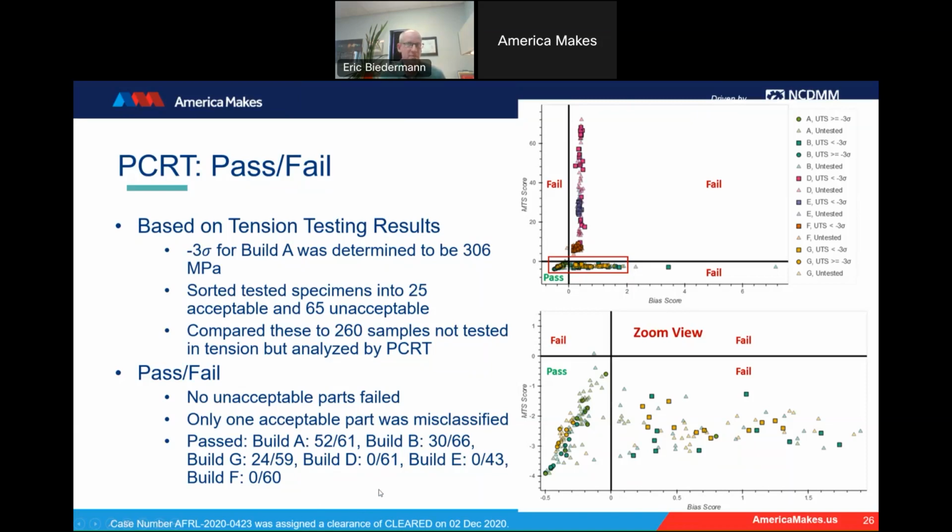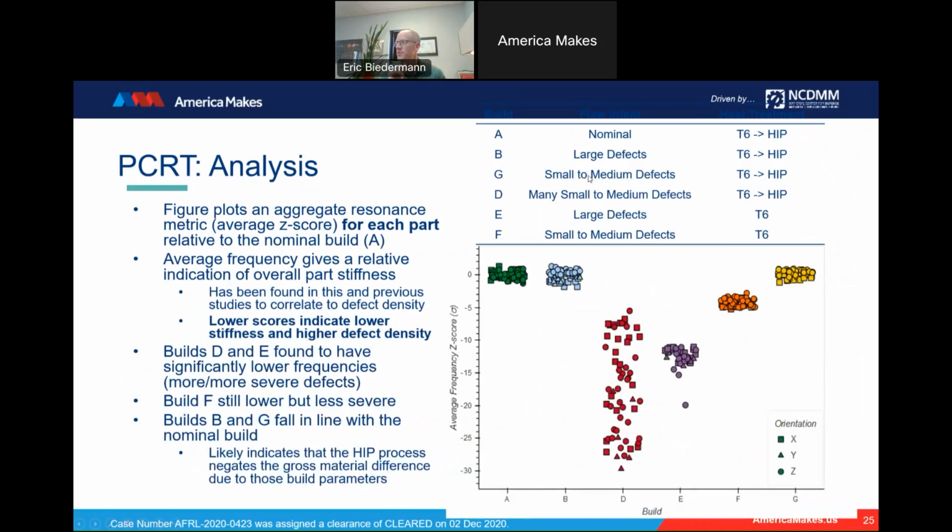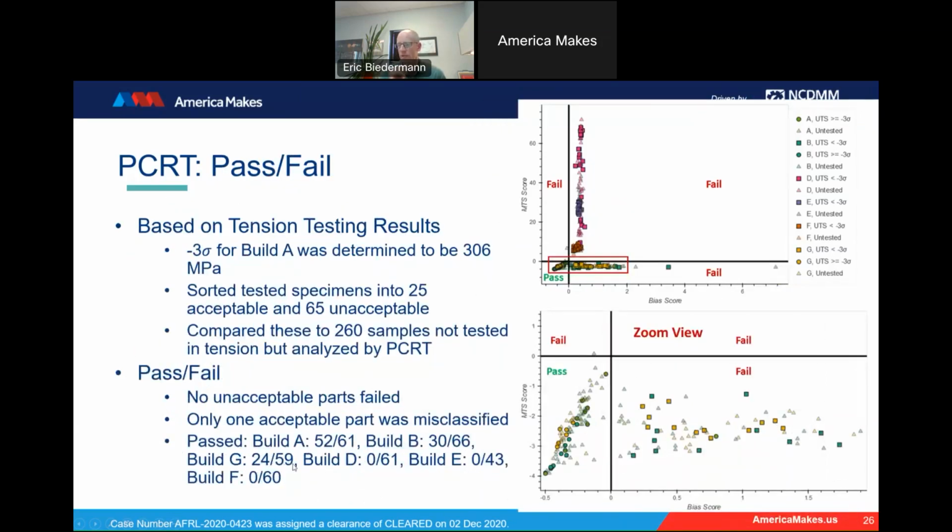I mentioned build B, the part that was built with defects and then hipped. Some of those parts responded better to HIP than others. We saw that only about half of them had acceptable results. So about half of them passed, slightly more than half were rejected. Similar for build G, which was small to medium defects that had been hipped. Only a little less than half of them had acceptable mechanical performance. And then the ones that were way off nominal, none of those passed. So PCRT results were well correlated to the tensile testing that was performed on those components.